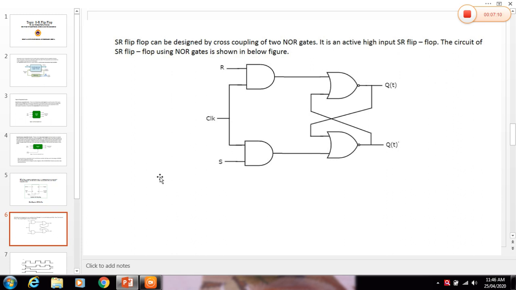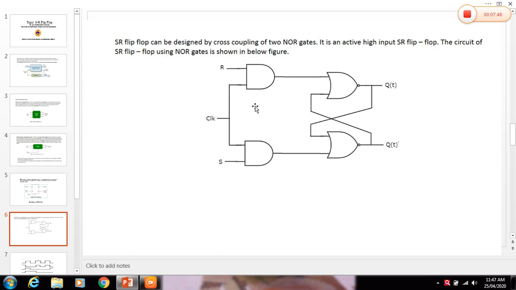We have used AND gates because whenever one of the inputs is low, the output of the AND gate will automatically be low. So if it is an active high circuit and the clock pulse is at logic 0, it doesn't matter what the values of R and S are. If the clock pulse is 0, here 0 will be generated, and here also 0. So 0 will go inside this NOR and 0 will go inside this NOR. This is the reason why we use AND gates for giving the clock pulse.